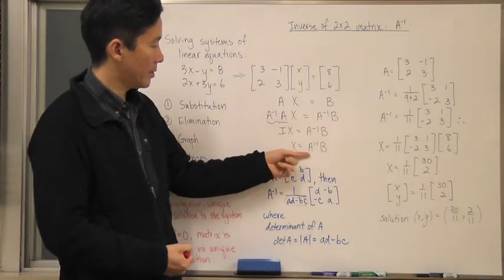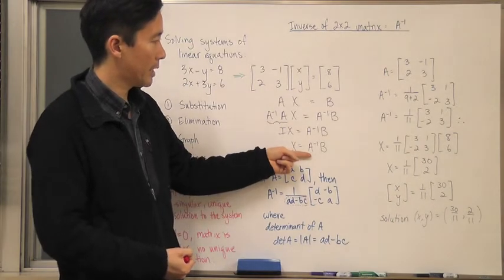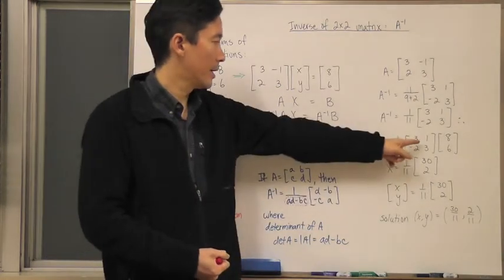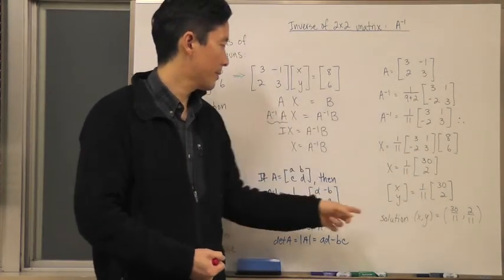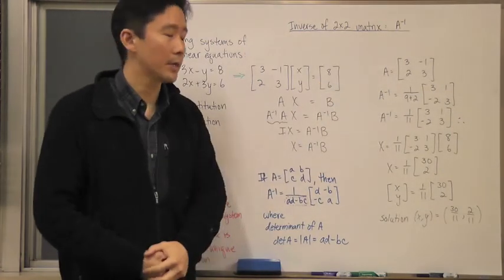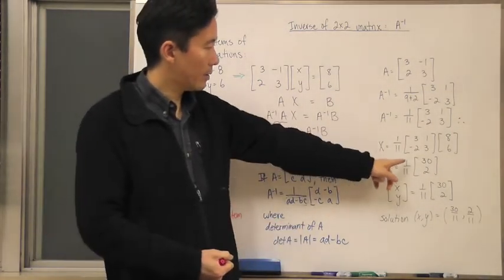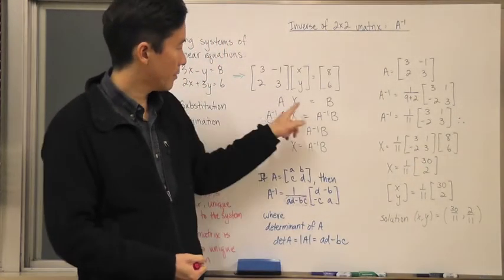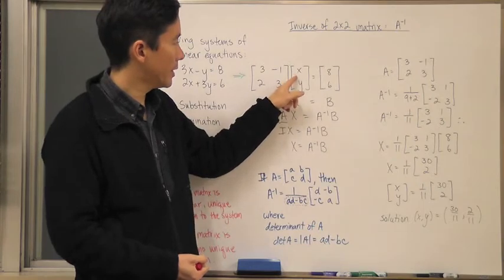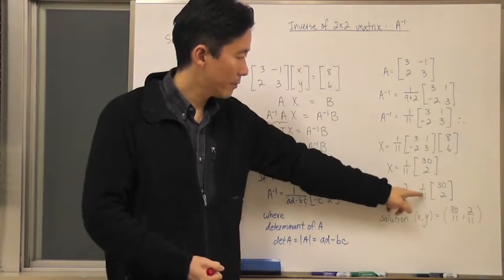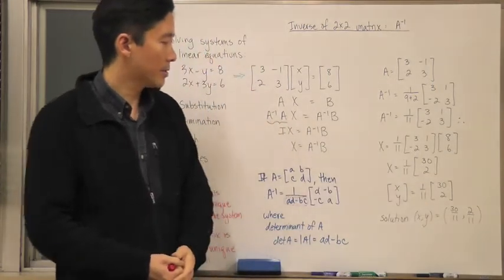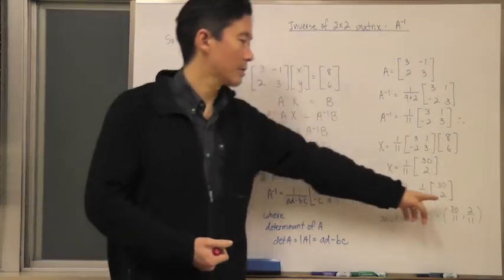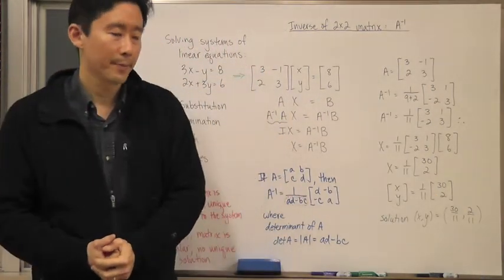And if I now use this statement here to solve for X, I know that I take 1 over 11 times this [3, 1; -2, 3], and multiply it by [8; 6], because that's what B was. So if I do that, I come up with 1 over 11 times [30; 2]. And now remember that this X actually represents [x; y]. So [x; y] is going to be 1 over 11 times [30; 2]. And so therefore the solution that I have, or the intersection point of these two graphs, is going to be (30/11, 2/11).